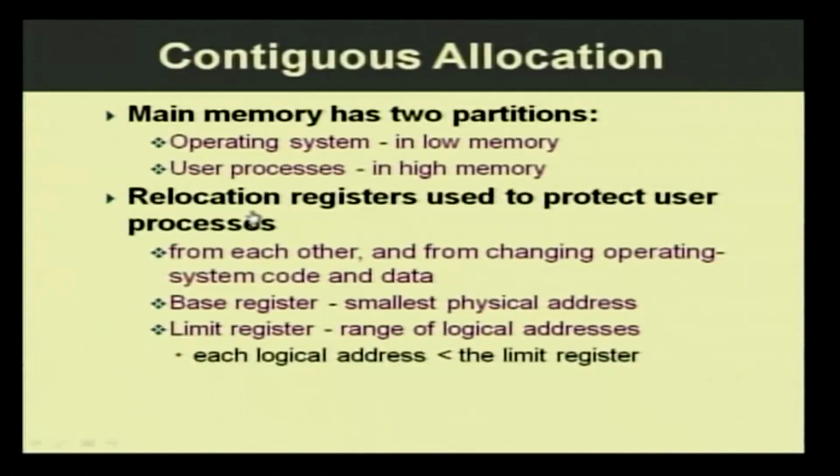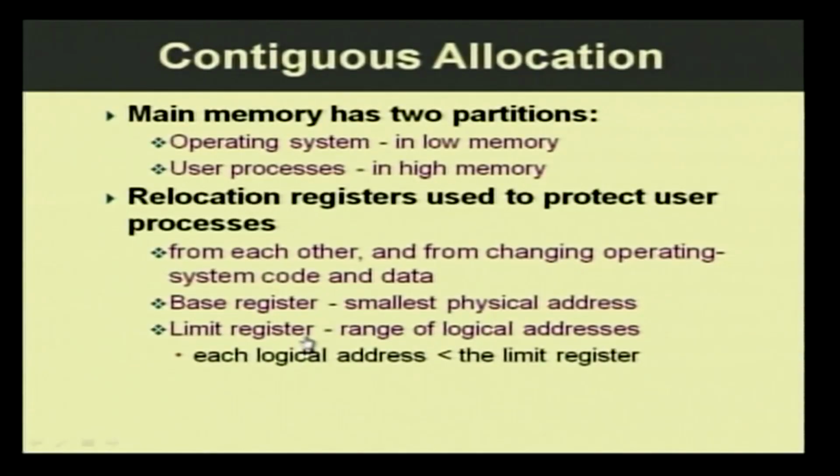Therefore, the relocation registers play a major role in protecting the user processes, so they do not refer to the operating system processes. The base register and limit register are the pair of registers involved in the process of relocation. The base register houses the smallest physical address or the smallest memory address from which a process has to be loaded.